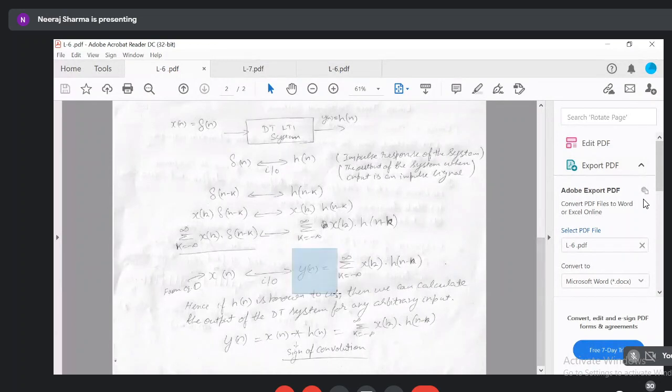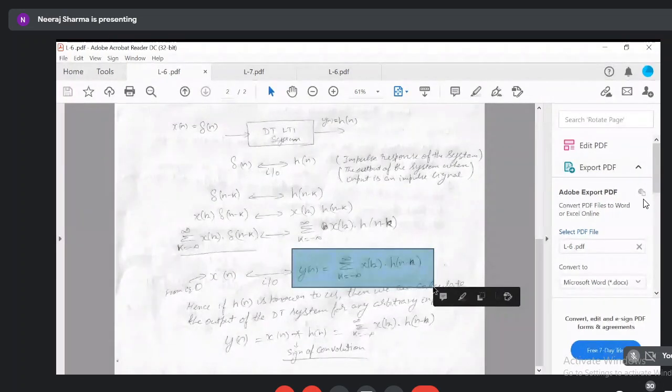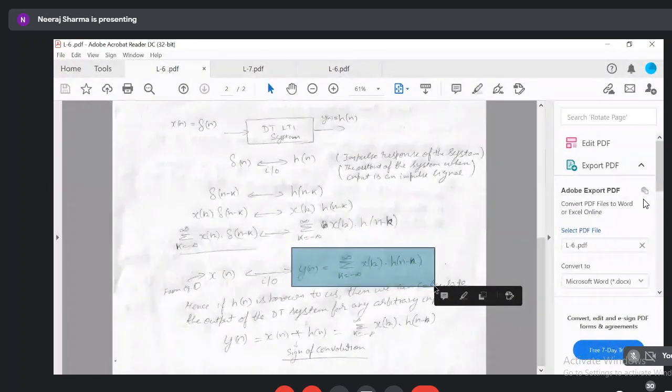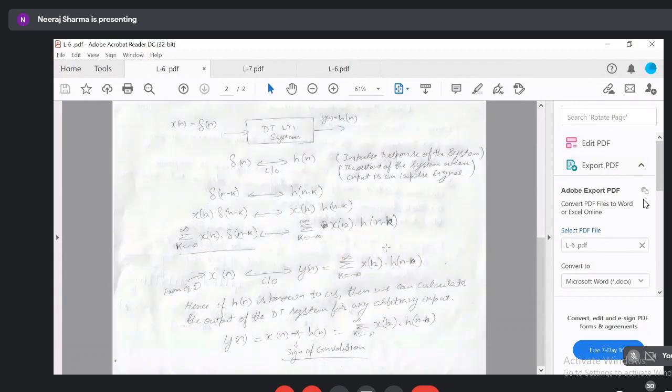So this is the formula, that is y[n] is equal to the sum over k from minus infinity to plus infinity of x[k] h[n minus k]. With the help of this formula you can find the output of the LTI system for any kind of arbitrary input, provided the impulse response is known to you. If the impulse response is known to you, then you can find the output of the given discrete time LTI system, for k from minus infinity to plus infinity, right?